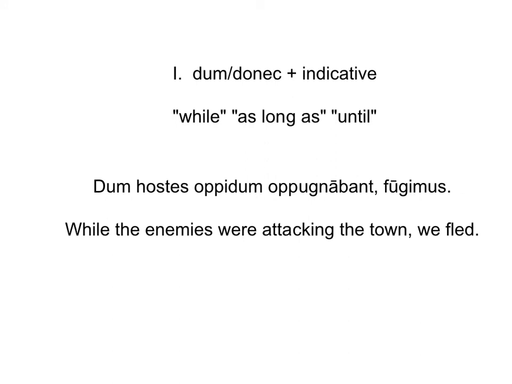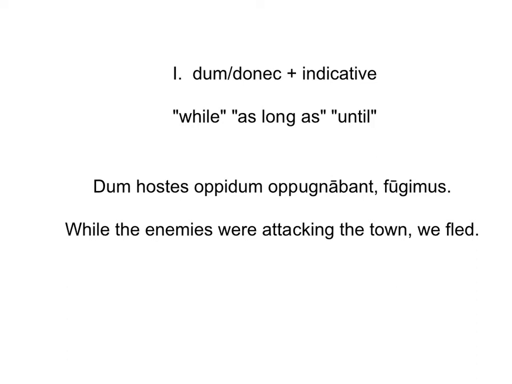So the first conjunction is dum or donec. These are interchangeable with no difference of meaning. And when dum and donec is followed by the indicative, it is translated as while, as long as, or until. Obviously, when you're translating, you'll have to toggle between these three different meanings to figure out which one will make the most sense. And as always, I suggest that you bracket off the clause.